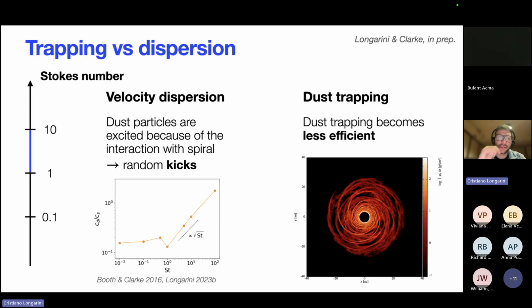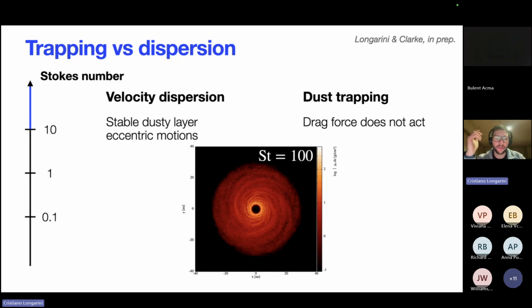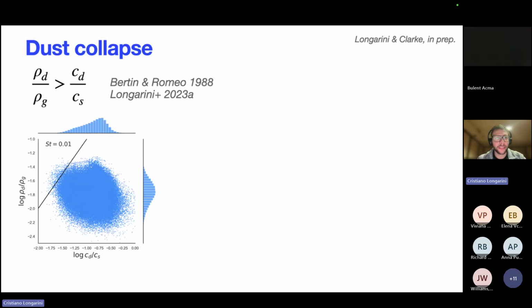And in particular, here there is a scaling of the dispersion velocity as the square root of the Stokes number. And as for the dust trapping, here it becomes less and less efficient because the drag force is weaker. And finally, for high Stokes number, so for Stokes number higher than 10, we basically have a stable dusty layer that is not even tracing the spirals in the gas.